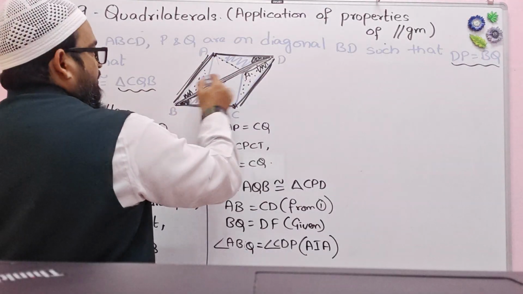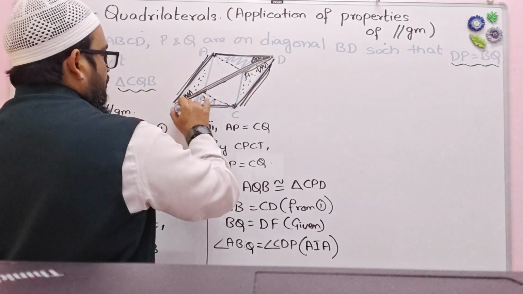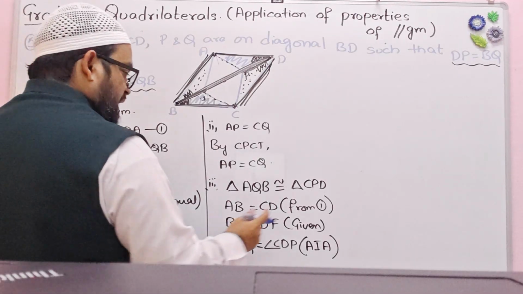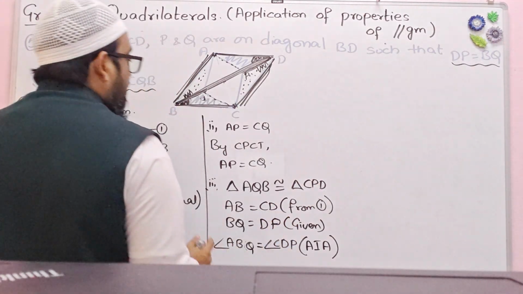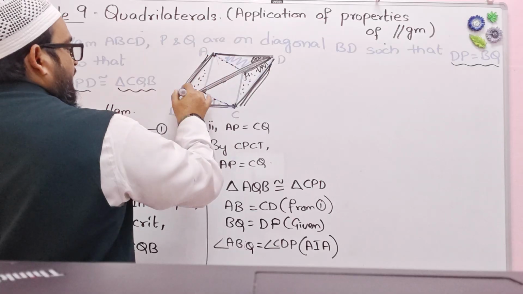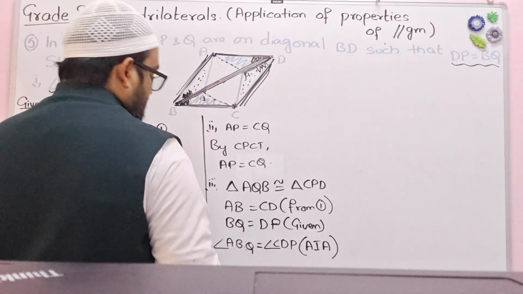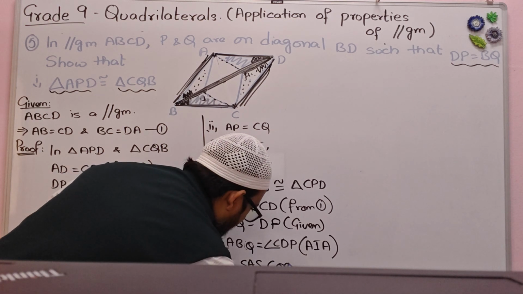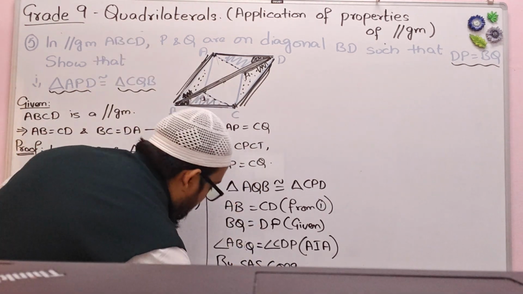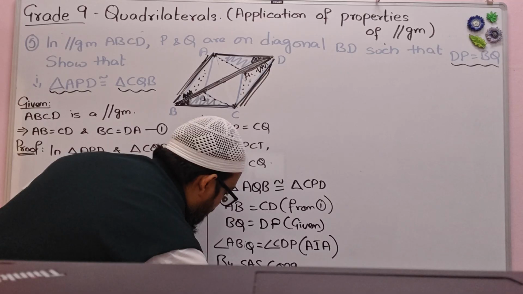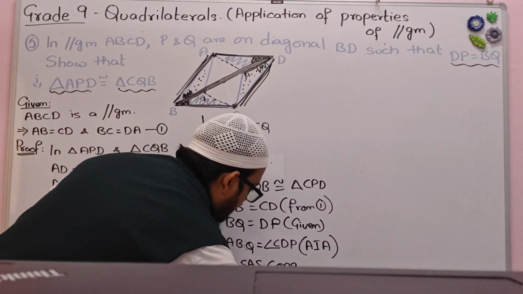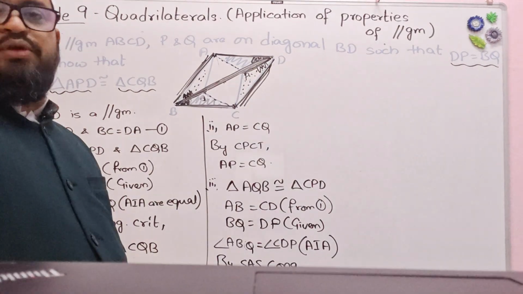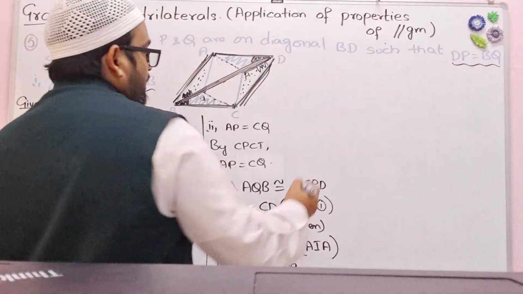Now let us see AB, and after that BQ, and here it is BQ. After that DP. After that this angle. So side, included angle and side. So by SAS congruency, triangle AQB is congruent to triangle CPD. Okay, it is proved.